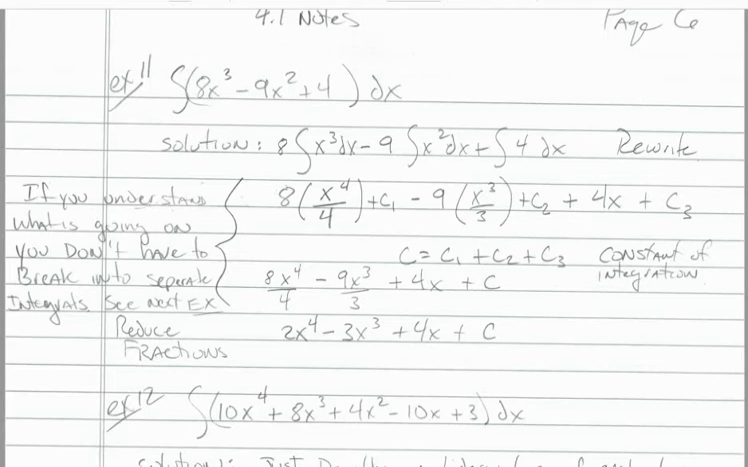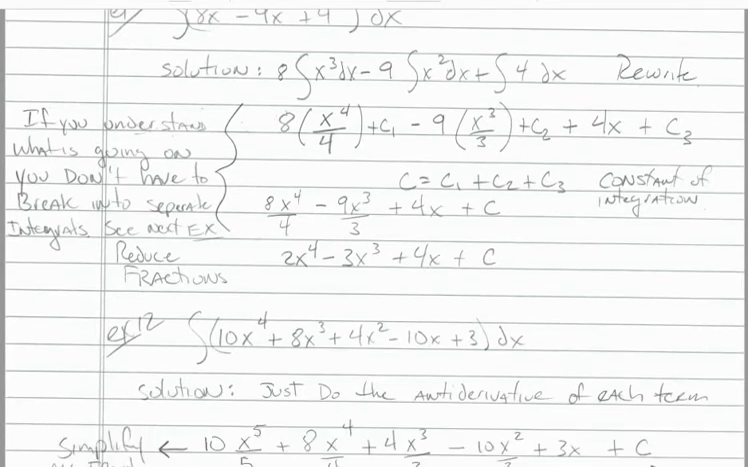of x. So we're going to factor the 8 out in front of the integral. We're going to factor the negative 9 out. Alright, and we're going to leave 4 alone. So we're going to have these three different integrals. And by now we should know how to do the antiderivative of x cubed and get x to the 4th over 4. And we should know the antiderivative of x squared is x cubed over 3. And we should know the antiderivative of 4 is x.